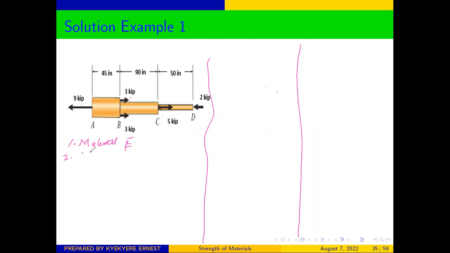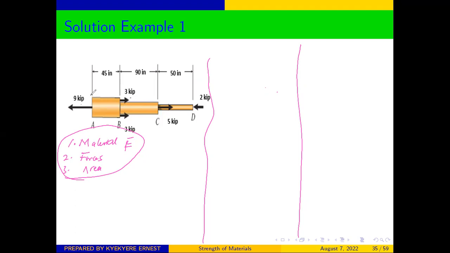Number 2, you divide according to forces. So anytime you encounter a new force, you also divide. And number 3, you use area or diameter. So anytime you encounter a new diameter or a new area, you also need to divide. Using these three criteria, let us look at how we can divide our structure here. Now, looking at this structure, both ends are free, which means that you can start your analysis from each of the sides.